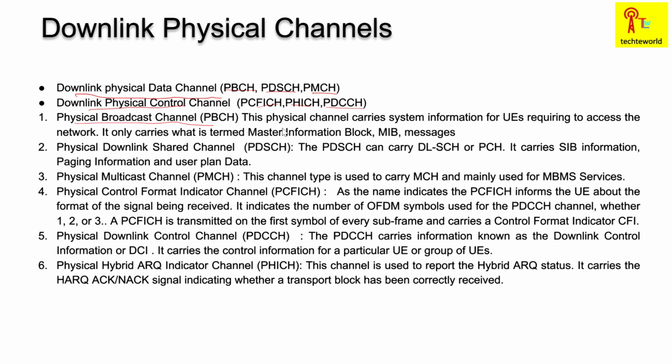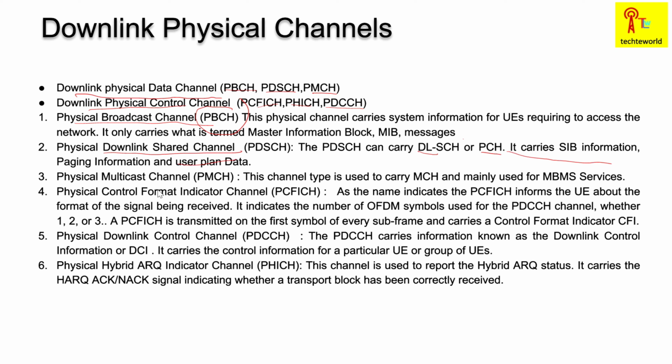So what does it do? It carries the system information for UEs which is required to access the network, right? As I told, whatever master information related message comes to this channel only, and it is required for accessing the network. So this is the PBCH. Okay, and then we have the physical downlink shared channel, that is PDSCH. It carries the information from the downlink shared channel, or you can say the PCH from the transport channel. What is its role actually? It carries the SIB information, right, and paging information and user plane data.